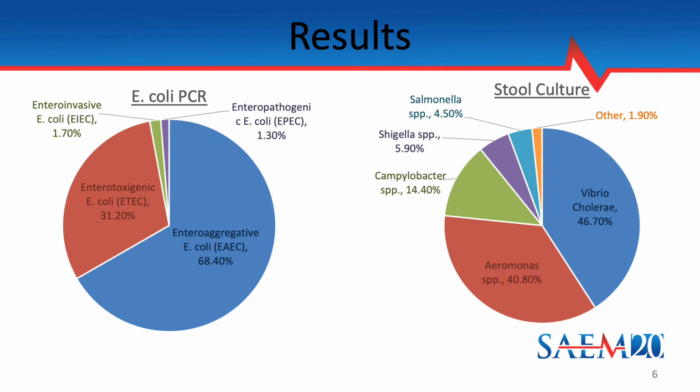As illustrated in the chart to the left, of patients with positive E. coli, enteroaggregative E. coli was most common, followed by enterotoxigenic, enteroinvasive, and enteropathogenic. No enterohemorrhagic strains were found. Of patients with growth present on stool culture, Vibrio cholerae was most common, followed by Aeromonas species, Campylobacter species, Shigella, Salmonella, and other.